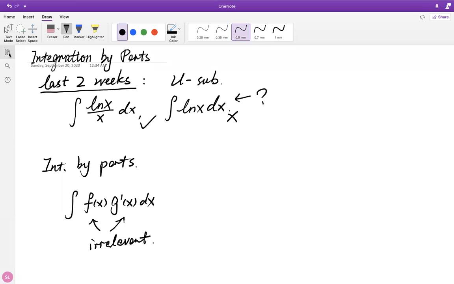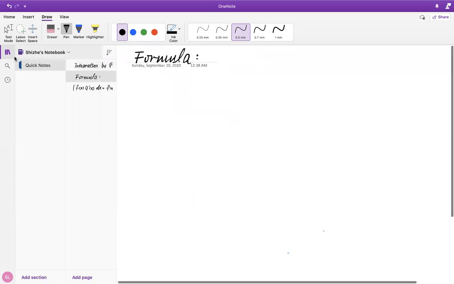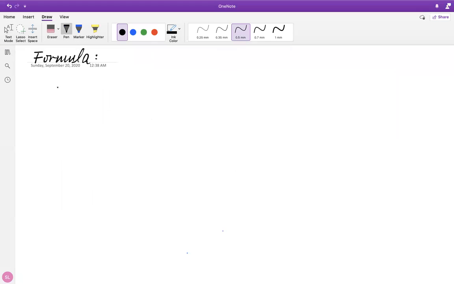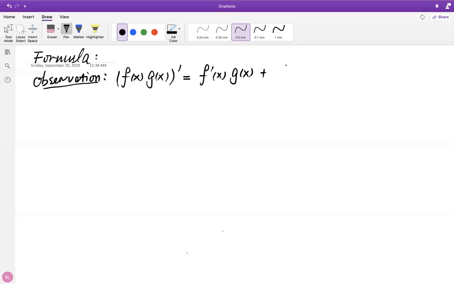So what is the formula for this and where does the formula come from? The formula comes from a very simple observation. Recall from calculus 1 that the derivative of a product of functions, so the derivative of fg, is equal to f prime g plus fg prime.